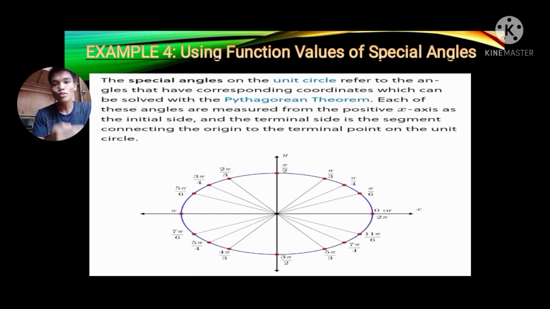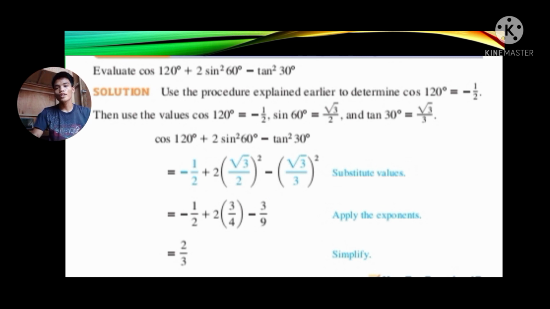Okay, so let's move on to how we're going to use function values of special angles. Here is the situation. We are going to evaluate cosine 120 degrees plus 2 multiplied by sine squared 60 degrees minus tan squared 30 degrees. So here is the solution.